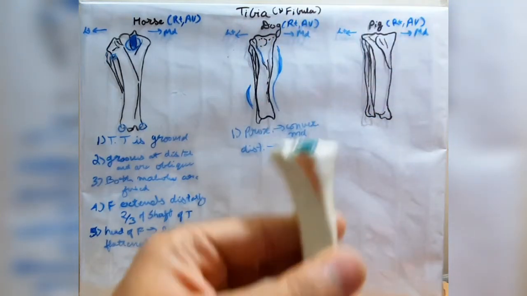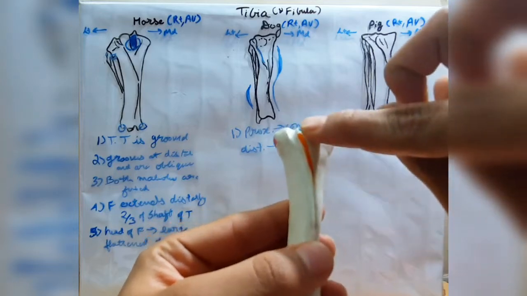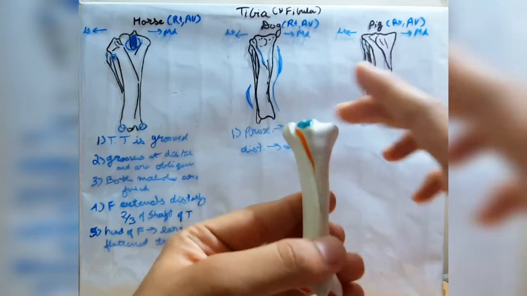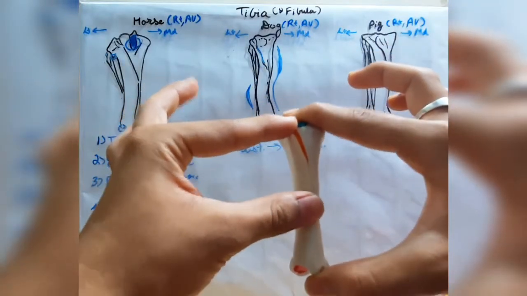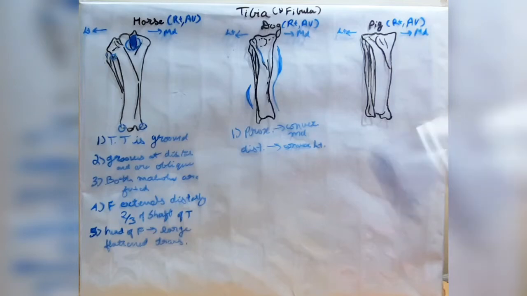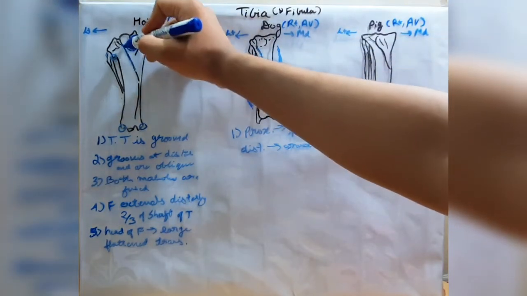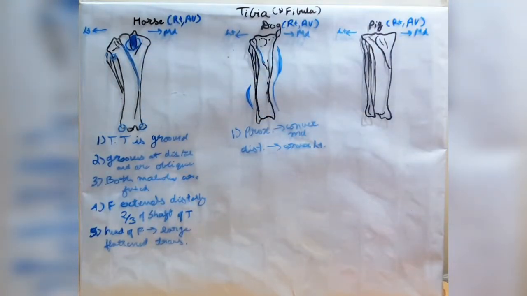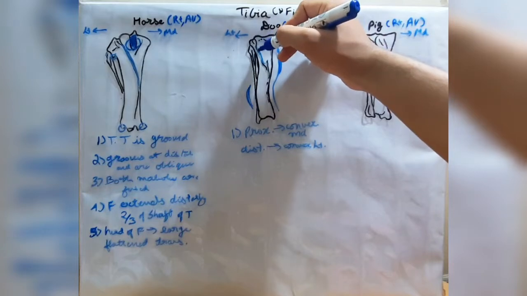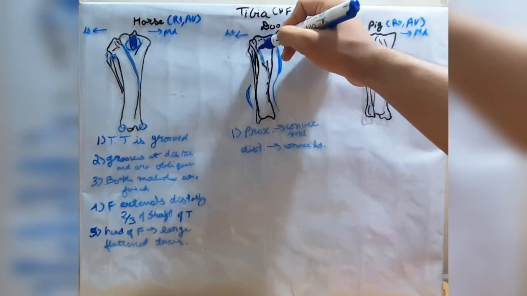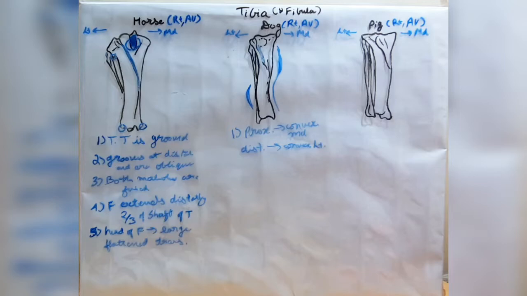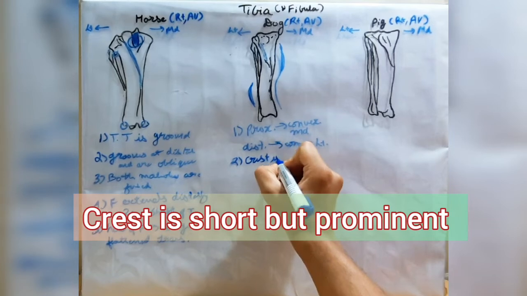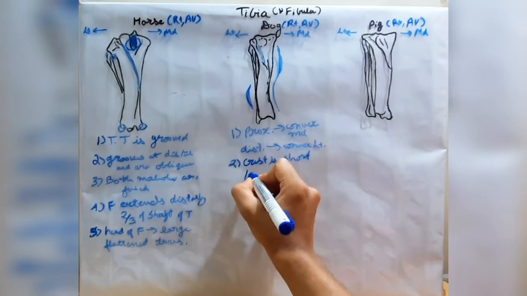Let me show you in case of ox. So this thing that I have colored orange, this is the crest of tibia. And see how long it is. In case of ox, it is very long. Even in case of horse, it extends all the way from this place to this much is the tibial crest. But in case of dog, it is relatively short, but it is very much prominent. It is raised a lot. Let me write that point. Crest is short but prominent.